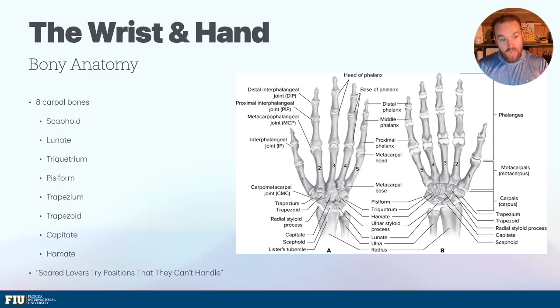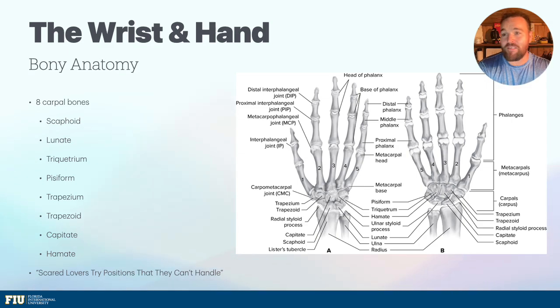And then the next 4, the trapezium, trapezoid, capitate, and hamate, also run from lateral to medial, but they do so in the more distal row. So there's 2 rows of 4 bones, equaling 8 of these carpal bones. And as the names go in this particular order on the slide, they are named from lateral to medial. First row is proximal, second row is distal.